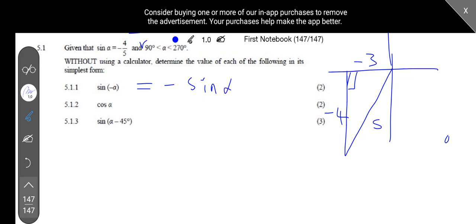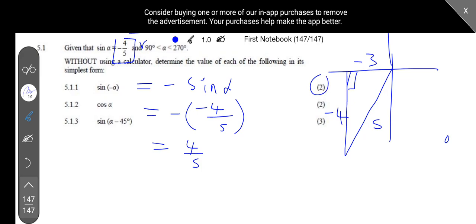What is sine a? Sine a is what is given in the statement. They say sine a is negative 4 over 5. Then I'm going to say negative, then where you see sine a, you plug negative 4 over 5. You don't have to sweat a lot. And the negative cancels the negative, and you are left with 4 over 5. You see? Then you earn yourself the first 2 marks.